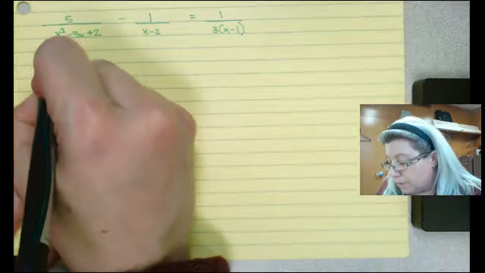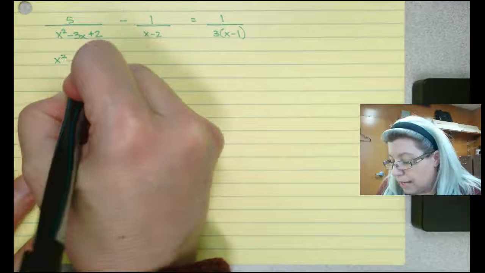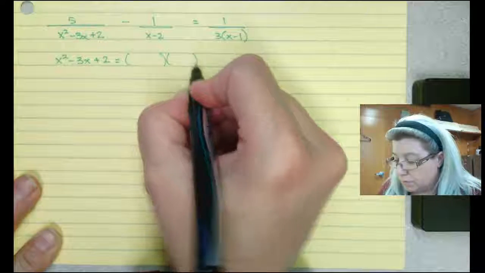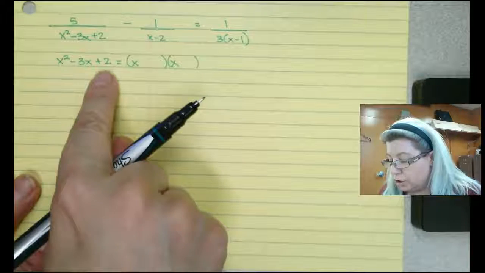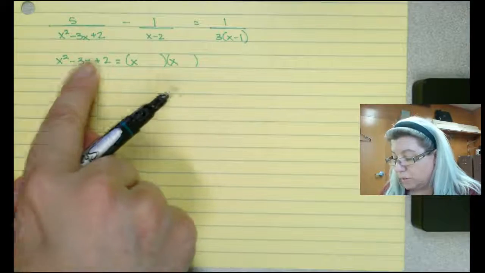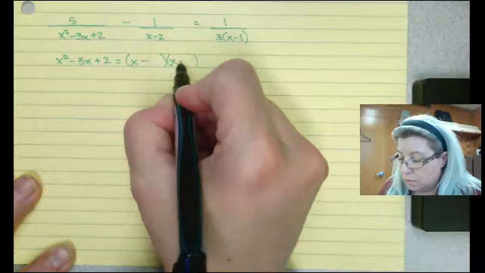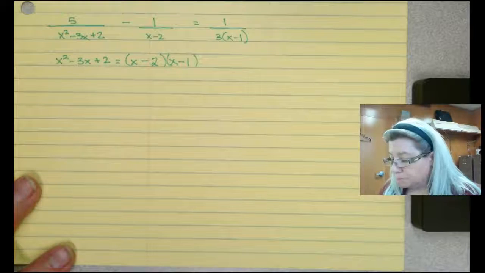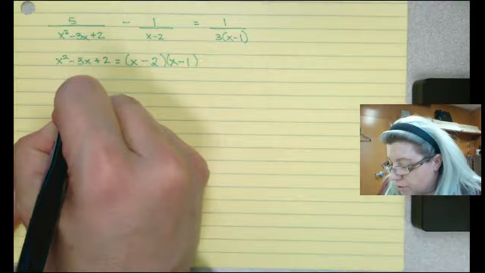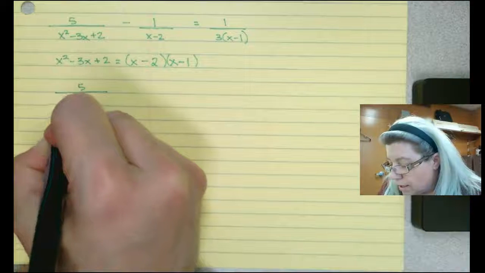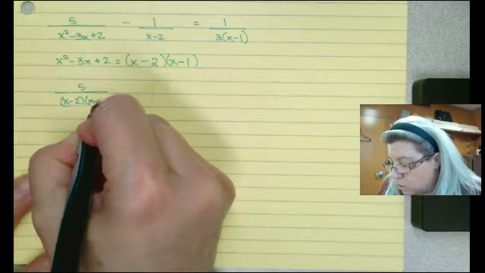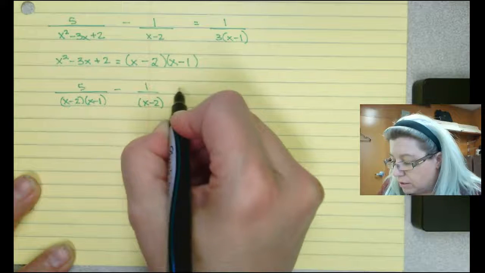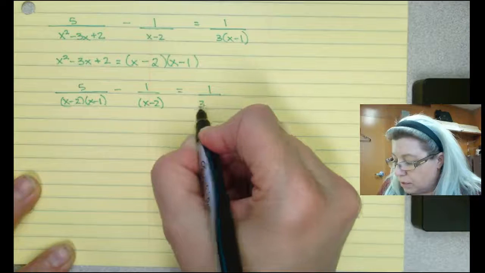All right. So x squared minus 3x plus 2 is going to equal x and x. Let's see. Two numbers that multiply to positive 2 but add to a negative 3. They're both negative, 2 and 1. So x minus 2, x minus 1. So I'm going to rewrite the first term. X minus 2, x minus 1, minus 1 over, and just for emphasis I'm going to put some parentheses around each of these. 3x minus 1.